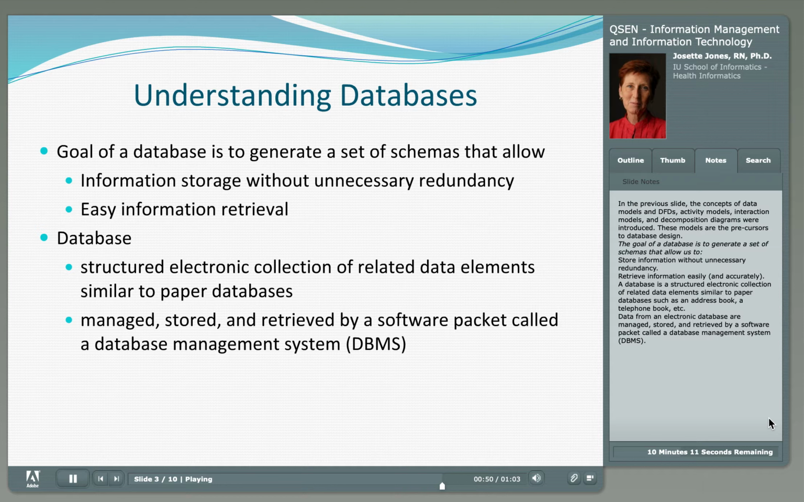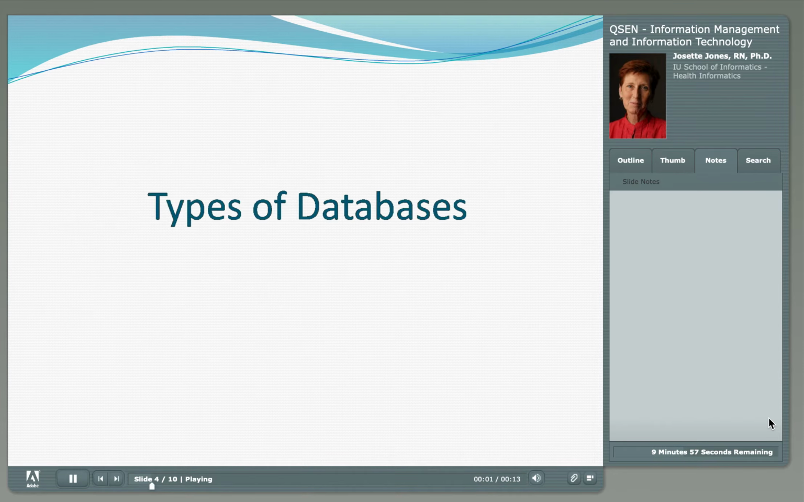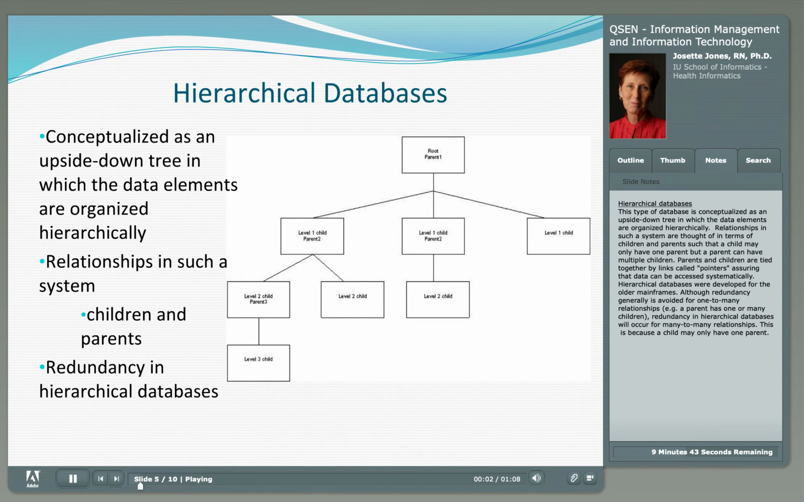Data in an electronic database are managed, stored, and retrieved by a software package or software system called a database management system. The next section will talk about the different types of database systems. They are the hierarchical database system, the network database system, and relational databases. The first type of database we are discussing are the hierarchical databases.